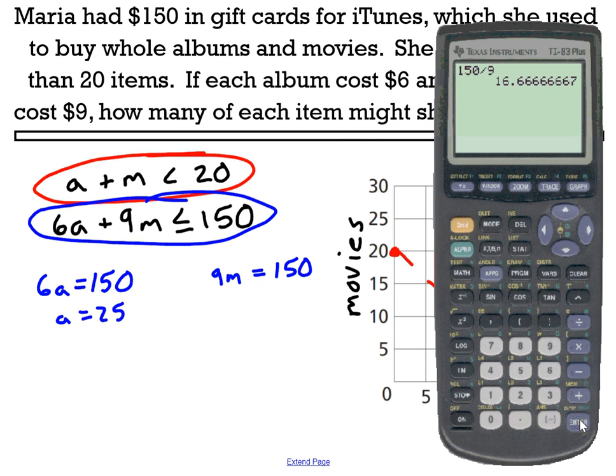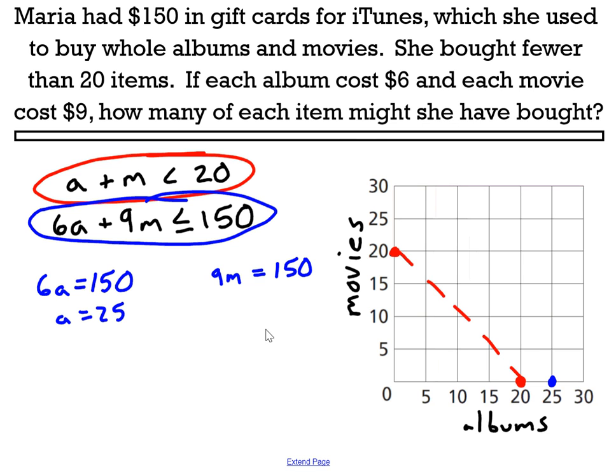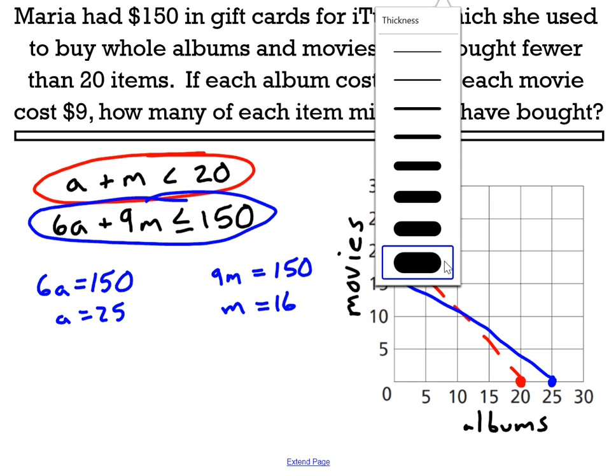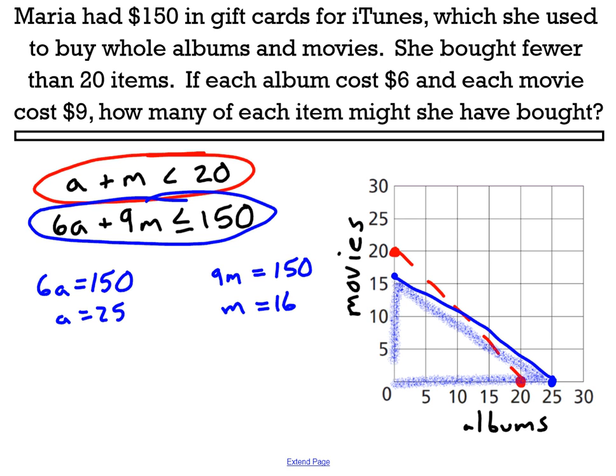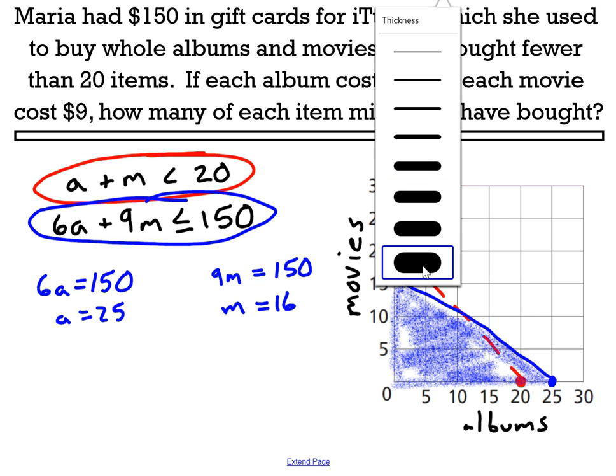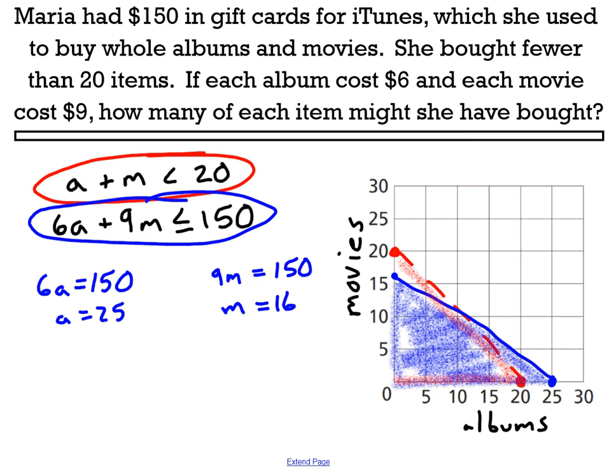She can't buy something more. So 16 is going to be right around here. That's going to be a solid line. And that's going to be shaded below. And we actually forgot to shade our other one, which will also be shaded below. Okay, and in that overlap area, that's how many possible movies or albums she could buy.